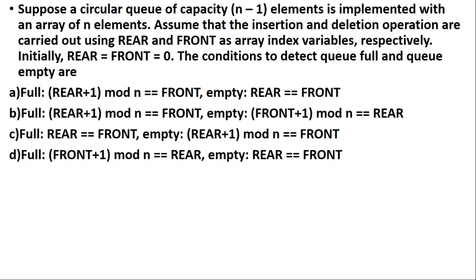Suppose a circular queue of capacity n minus 1 elements is implemented with an array of n elements. Assume that the insertion and deletion operations are carried out using rear and front as array index variables respectively. Initially, rear equals front equals 0. The conditions to detect queue full and queue empty are: full means rear plus 1 mod n equals front, empty means rear equals front.